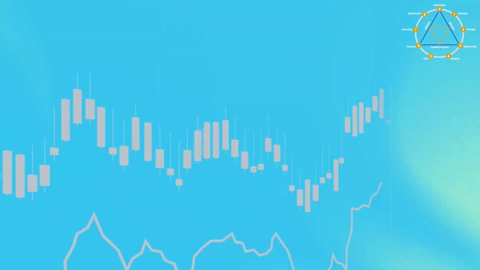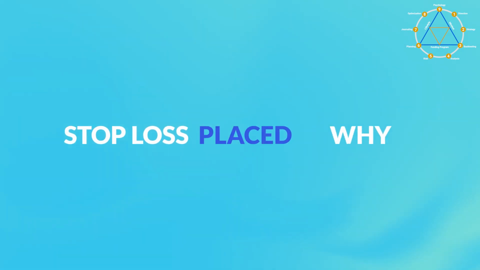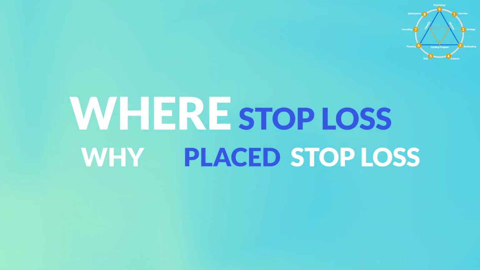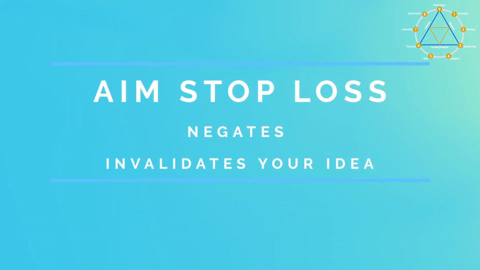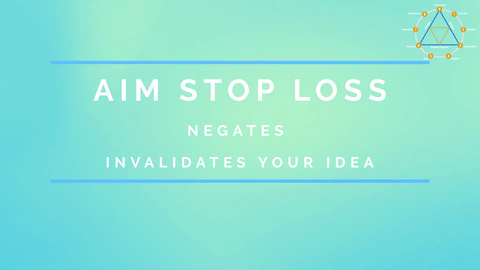Another point is, do you know what confluences you want to see? This is, again, going to help you with those checklists. Where is your stop loss placed and why, right? You need to understand why you place your stop loss there. Is it because you feel like putting your stop loss there? Or is it because your stop loss is there because it completely negates your trading idea? You need to aim for a stop loss that completely negates and invalidates your idea, because that way you know you are 100% wrong, and that's okay.